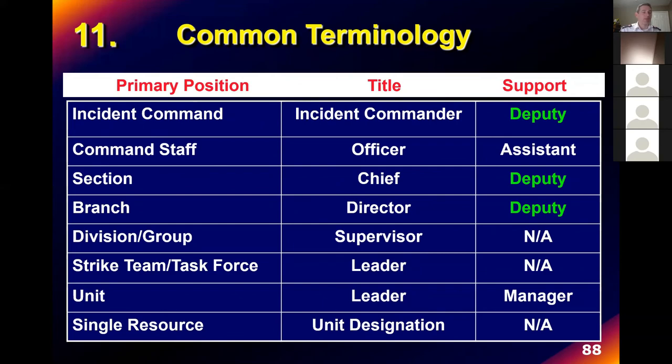Here's some common terminology that is important for us to keep in mind. The primary position would be to be an incident command. The title would be the incident commander, and their support would be a deputy, right? With the command staff, they're known as officers and they have assistants. With the sections, so operations section, the planning section, logistics, finance, they have a chief, and they also have a deputy that is their support.